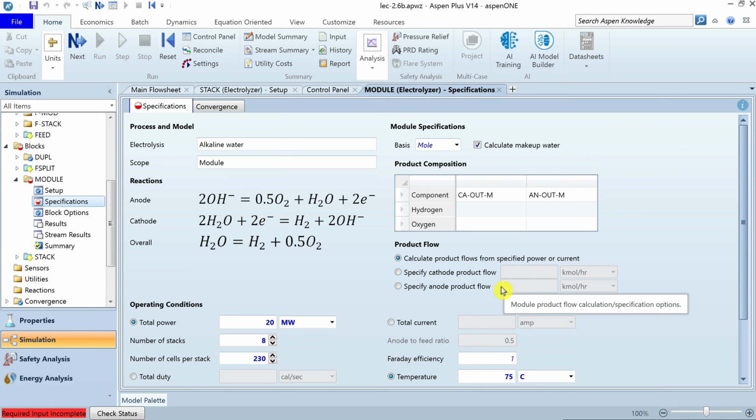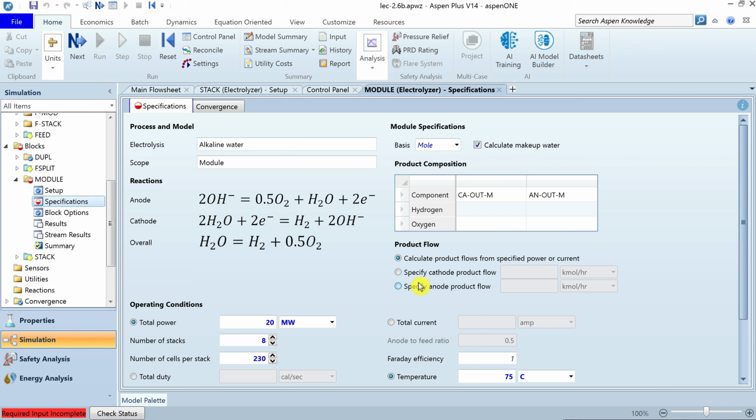Besides these specifications, you have two options to operate the module. One is for the provided power, calculate how much water consumption will be there or the makeup water required for the given power. Or if you are not interested in calculating the makeup water, rather interested in calculating the power for the given electrolysis of the feed stream, then the model will calculate the power based on complete conversion of the inlet water. Let's proceed with the calculation of the makeup water.